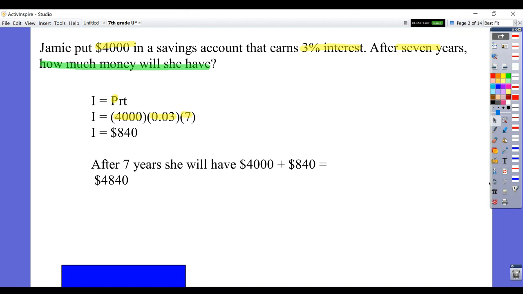So it's important to make sure that you read carefully to see what they're asking, which is not in this case how much interest she'll have after 7 years, but how much money she will get back from the bank after 7 years, which would be how much she put into the bank plus the interest that she earned, giving us the total.